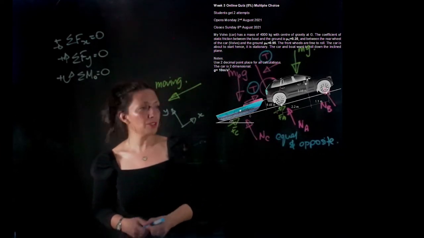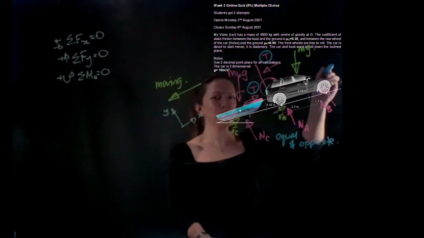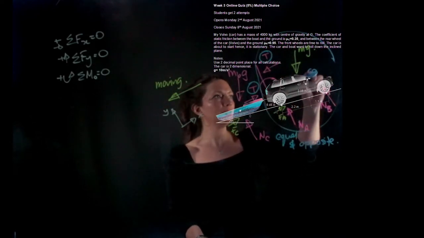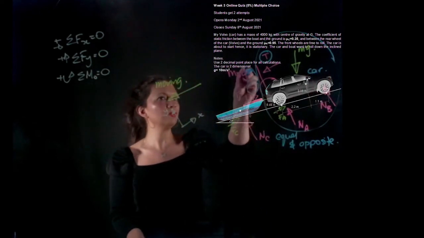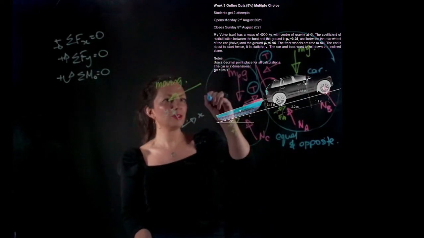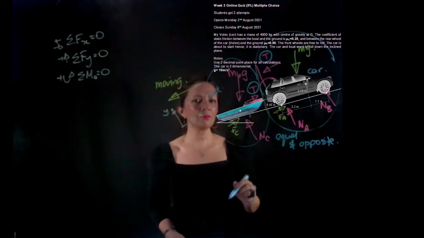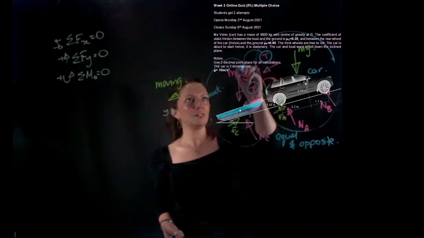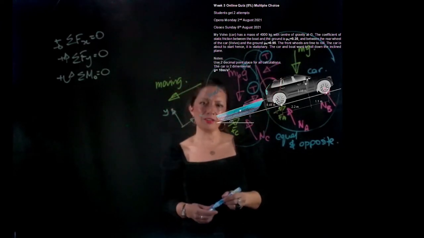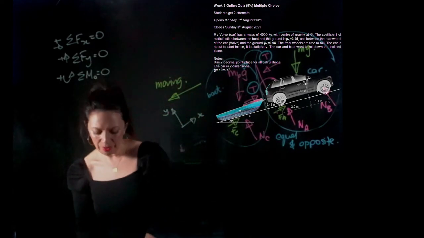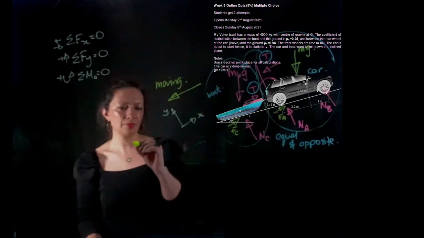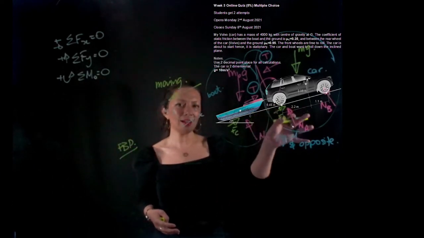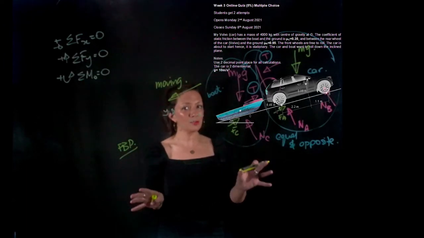So how are we going to solve this problem? I think we're going to break it up into two problems. Here we have the car, and here we have the boat. Basically I need to find T and put it into the other free body diagram. So shall we draw a free body diagram? I'm going to draw two free body diagrams, one for the car and one for the boat, and then I'm going to solve them separately.